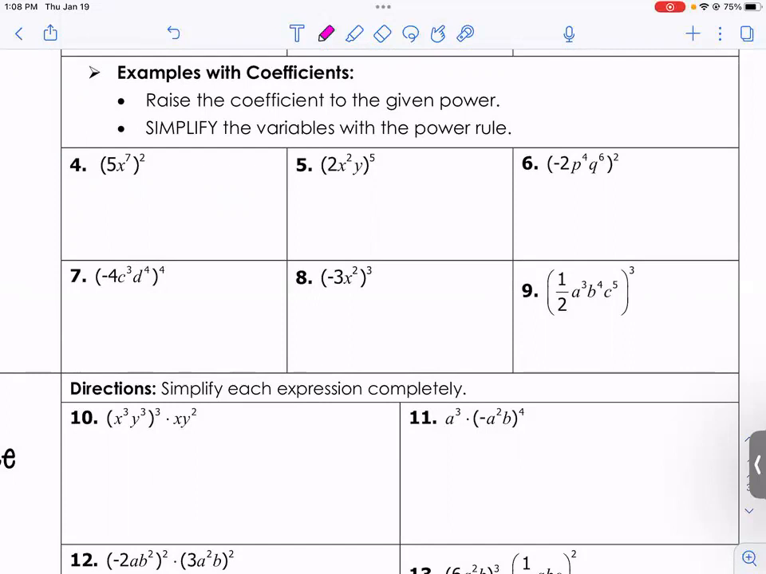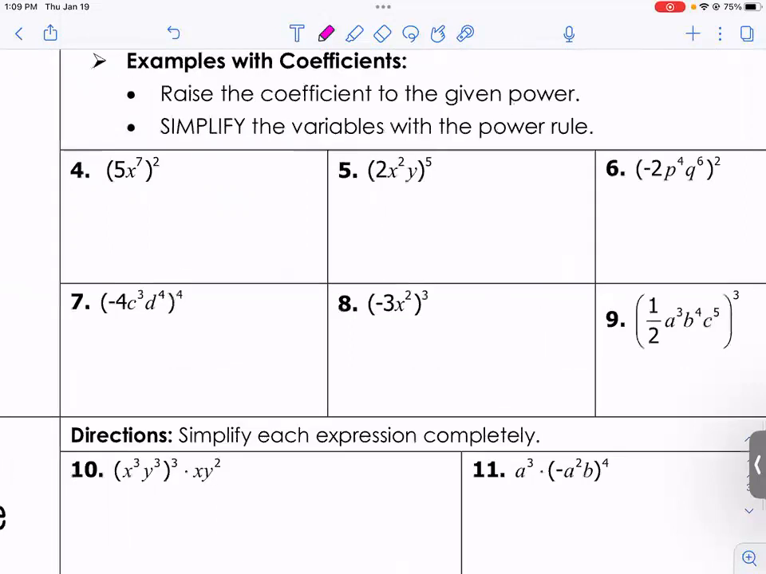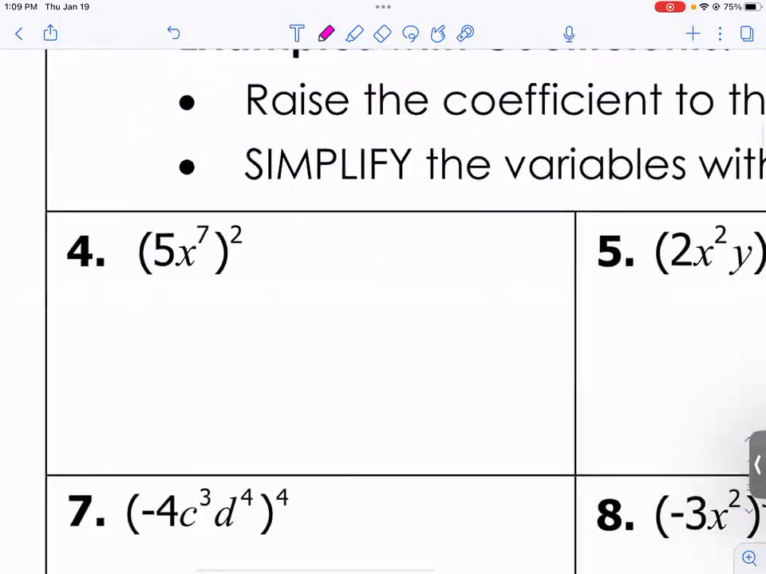Okay, so this is what's happening. This exponent needs to get applied to everything. So we know that x to the 7th raised to the 2nd is going to be x to what power? The 14th. But that square also gets applied to our 5. And what's 5 squared?